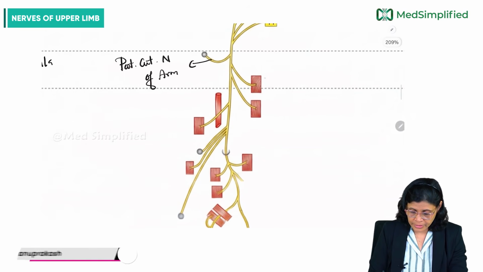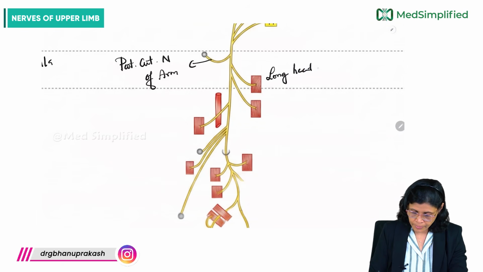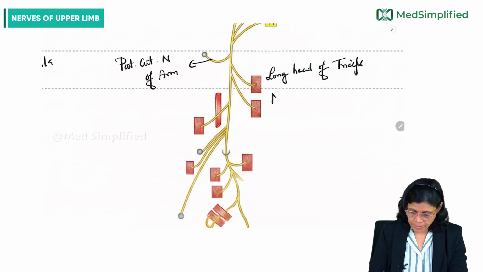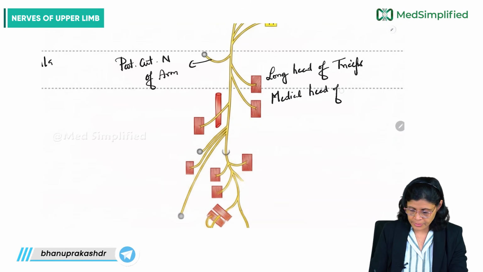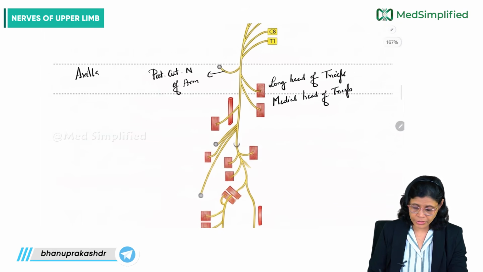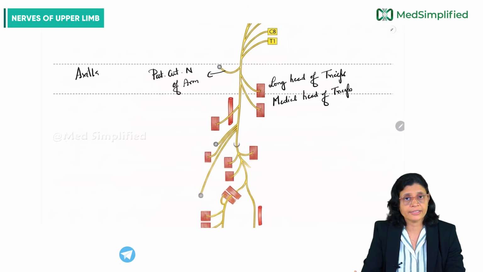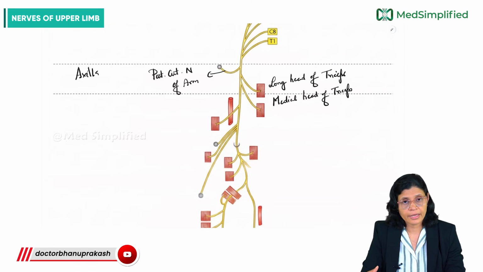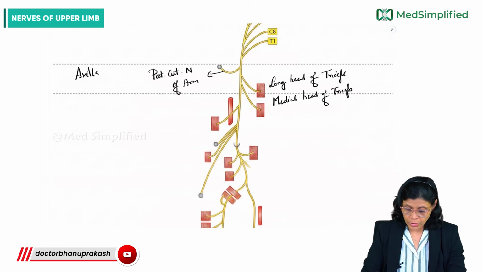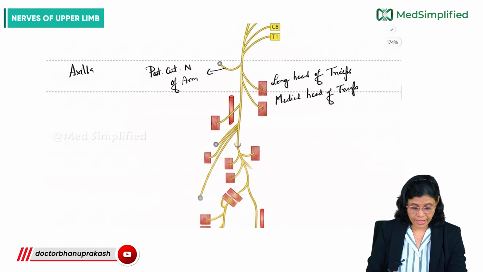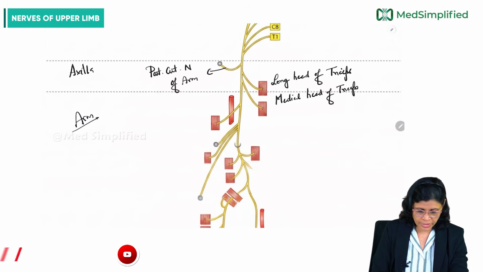And it will give a muscular branch to the long head of triceps. Sometimes some books mention that it also gives to the medial head of triceps. So you have to remember this when we talk about the injuries. The long head of triceps, which is the extensor of the elbow joint, has its nerve supply given before it enters the spiral groove.